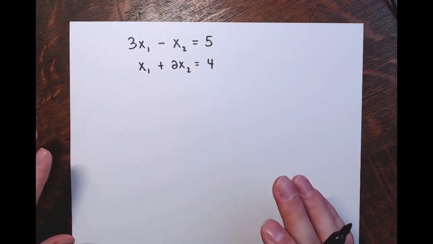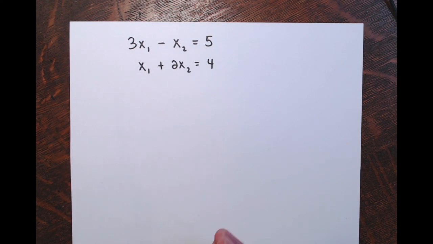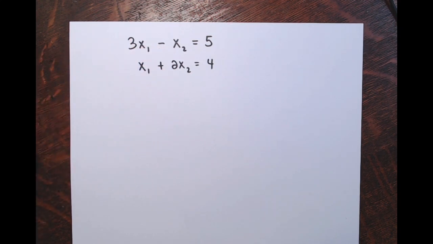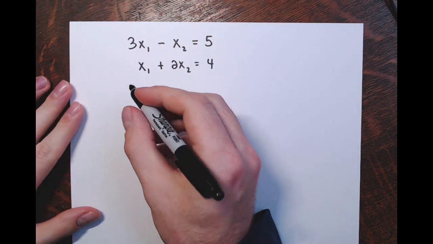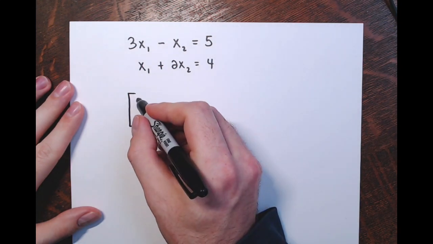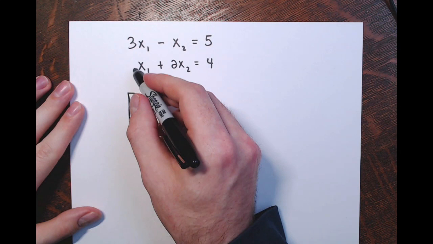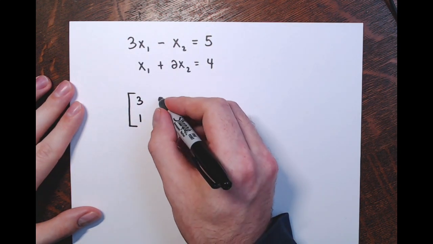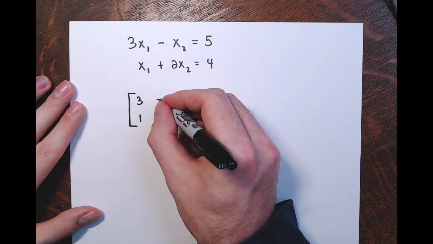So let me write it here. Okay, so this is a system of equations that will have a square coefficient matrix. The number of variables is equal to the number of equations. There are two variables, two equations. So as a matrix equation, hopefully this looks familiar. I write my coefficient matrix. So down the first column, the coefficients of x1, 3 and 1. Down the second column, the coefficients of x2, -1 and 2.